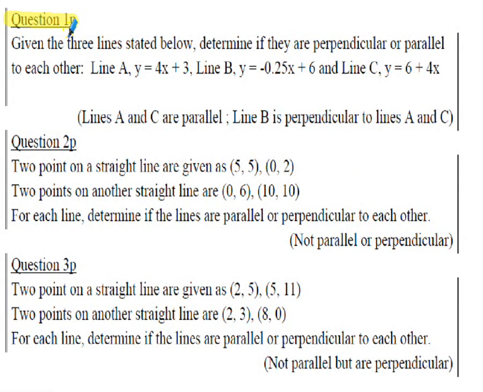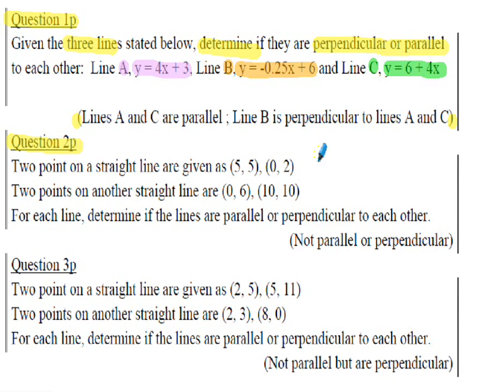Question 1p. We're given 3 lines, stated below, and we've got to determine if they are perpendicular or parallel to each other. So line A is given as y is equal to 4x plus 3. Line B is y is equal to negative 2.5x plus 6. And line C is y is equal to 6 plus 4x. Answers are shown in the brackets.